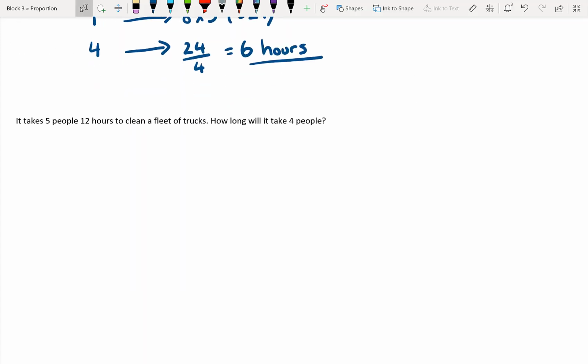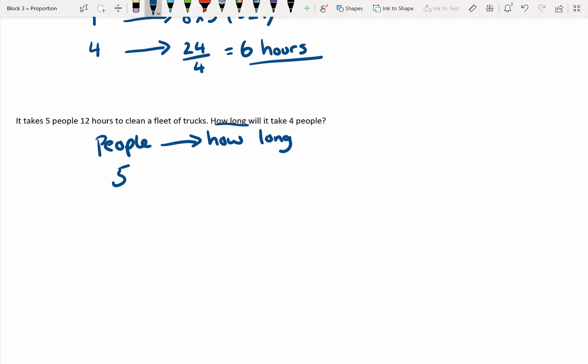Okay, moving on to another example. If it takes 5 people 12 hours to clean a fleet of trucks, how long is it going to take 4 people? Again, the setup we've got is people to how long. How long will it take? That was the question we wanted to know the answer to. That's the thing that needs to go on the right hand side. People, the other thing, goes on the left.